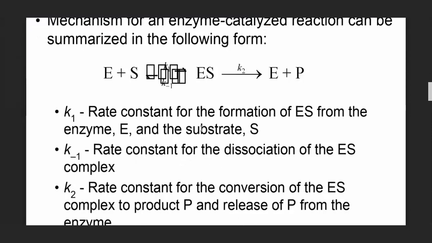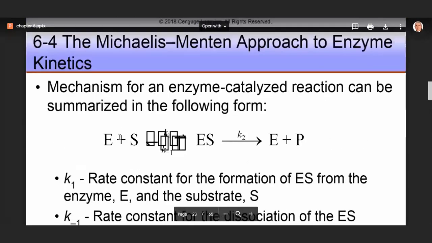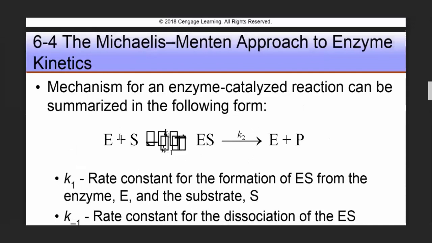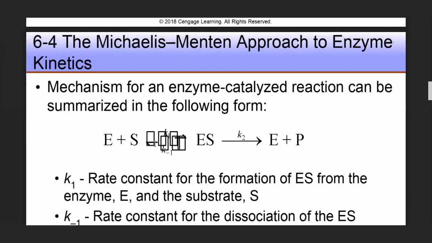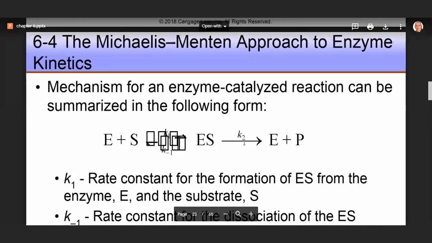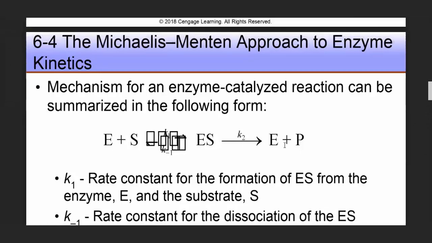The mechanism for an enzyme catalyzed reaction can be summarized by this. If you have a single substrate converted to a single product by an enzyme, then you can write this enzyme catalyzed reaction in this way. E plus S, here two arrows, and we have K1 and K minus 1 to form ES, and then this ES will generate the product, and we have K2.